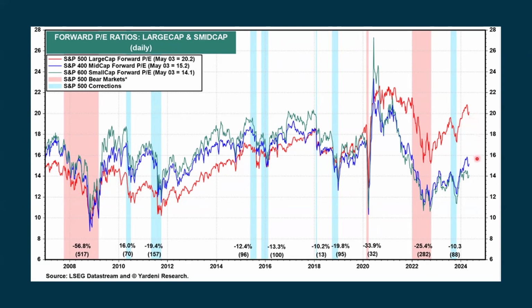We also look at the mid caps and small caps, where the mid caps are coming in a little bit over 15, and the small caps are a little bit over 14. So they're more fairly valued right now, even looking forward.